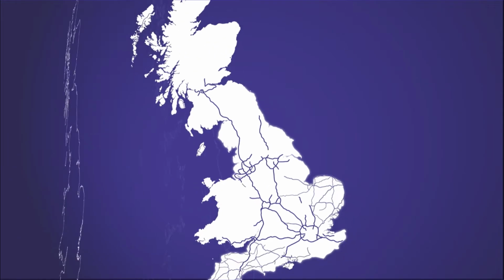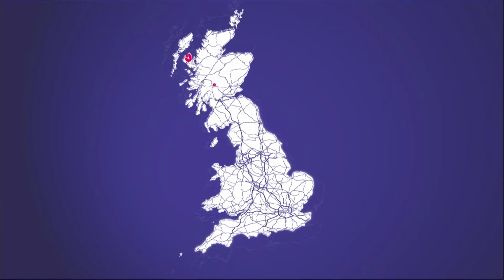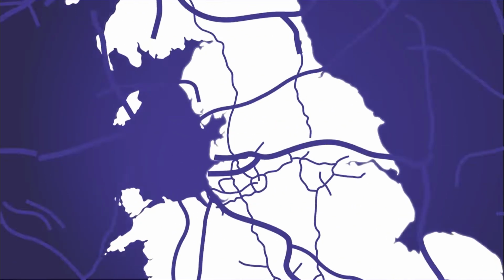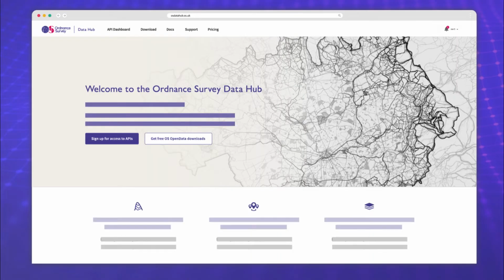OS Select and Build is a new service on the OS Data Hub that allows you to choose and download exactly the data you need from the OS National Geographic database. This video will show you how to make a personalized selection of OS data, which we call a recipe.